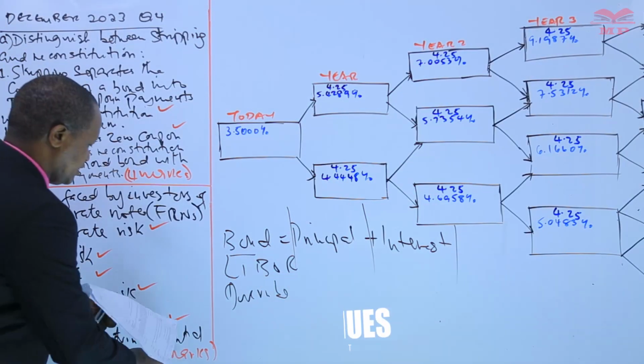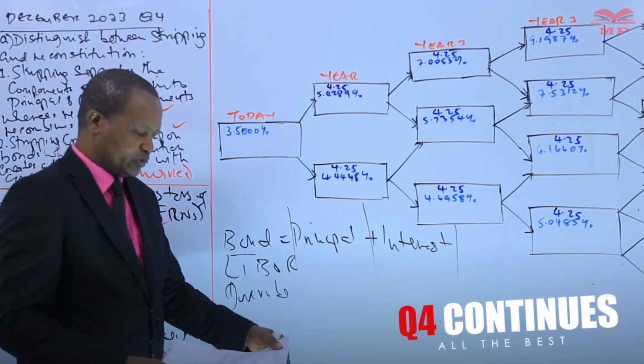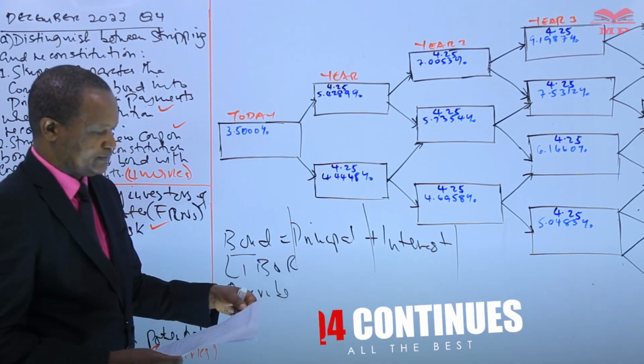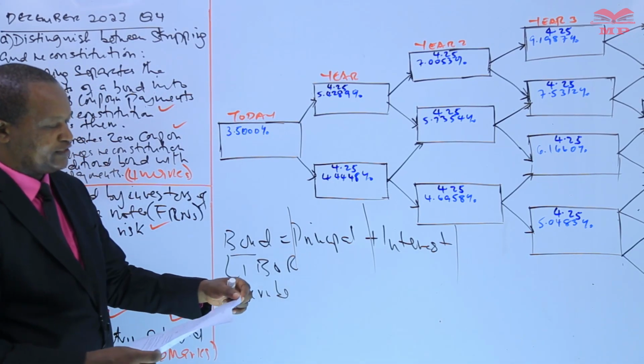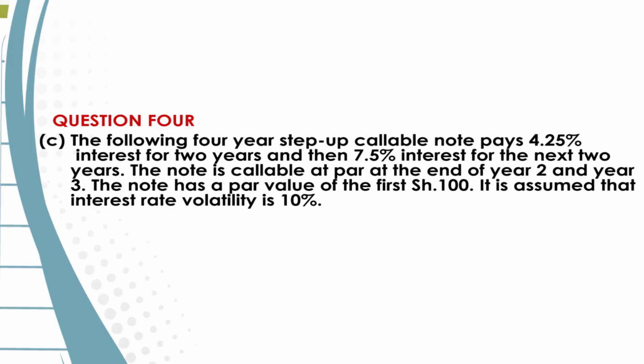We've answered part A and B. We are now going on with the question to part C. Part C reads, the following 4-year step-up callable note pays 4.25% interest for 2 years and then 7.5% interest for the next 2 years. The note is callable at par at the end of the year. At the end of year 2 and year 3, the note has a par value of 100 shillings. It is assumed that interest rate volatility is 10%.